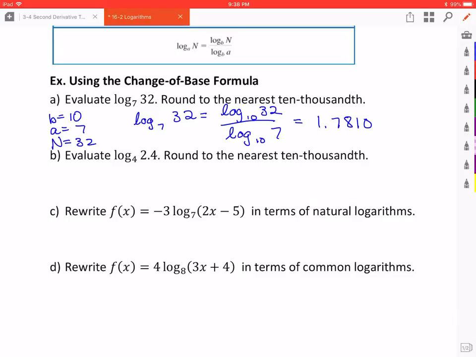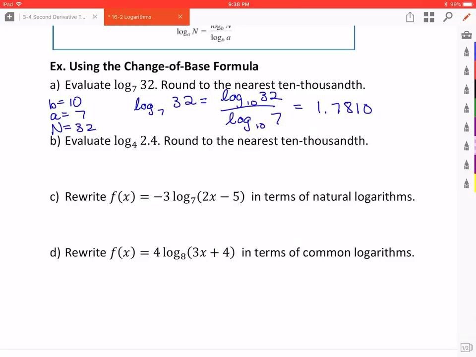Okay, this next one, log base 4 of 2.4. You know what, I'm going to leave that one. Let's do the next one. B's not hard, but I only wanted to do one more of these examples, so I want to do letter C. We've got f of x is equal to negative 3 log base 7 of 2x minus 5. So what we're going to have to do here is use our common log. I'm trying to see what this says. Hold on.